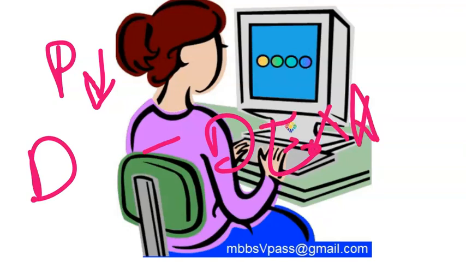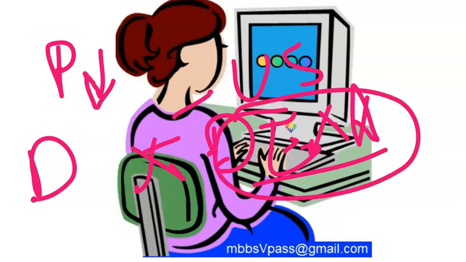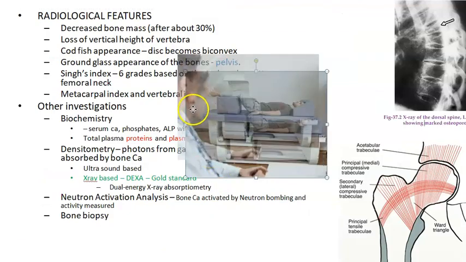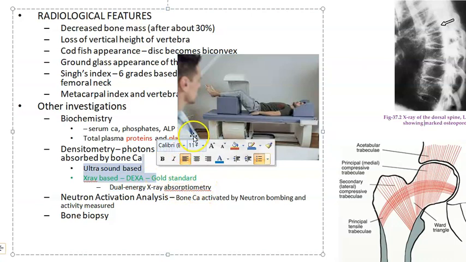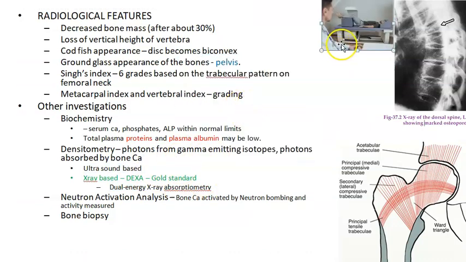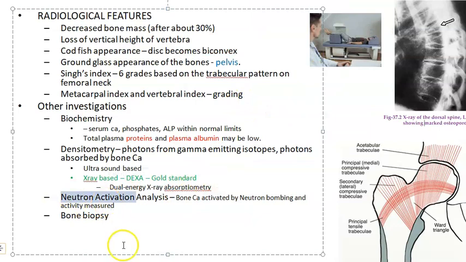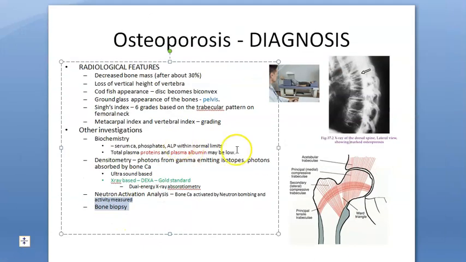Basically, photons are emitted by some gamma emitting isotopes. These are absorbed by bone calcium, and then you can check. So you have the ultrasound based and the X-ray based, under which you have the DEXA scan. DEXA scan is the gold standard. Did we get the full form of DEXA? Let's guess. DEXA full form is dual energy X-ray absorptiometry. And then neutron activation of the bone calcium, then bone biopsy. Don't forget bone biopsy. Okay, this is the diagnosis.